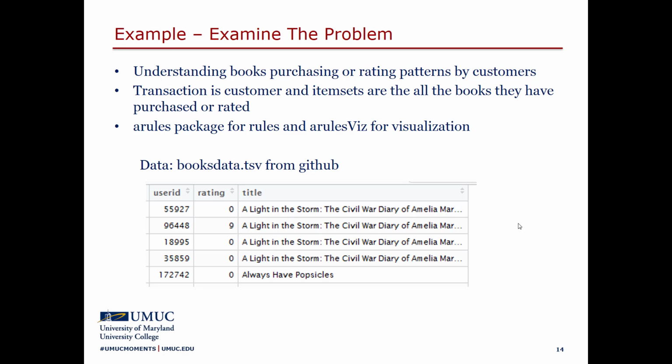the nature of the data. In this case, we are trying to understand the book purchasing patterns of customers. So our customers are the transactions, and based on their purchasing pattern or rating pattern, we want to identify those customers, potentially to do some kind of promotion to those customers based on their interest. Okay, this is just one application. So the transaction will be the customers, and the books that they rate or purchase will be the items.